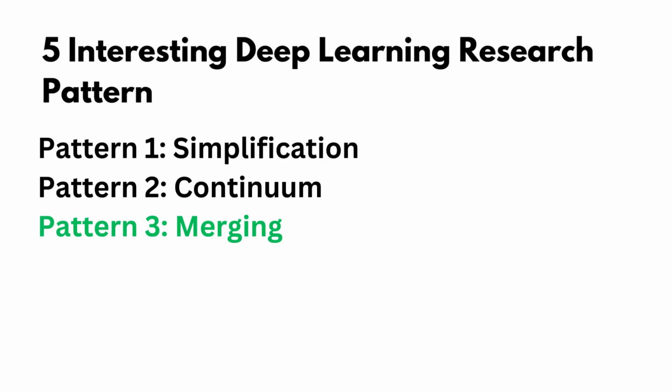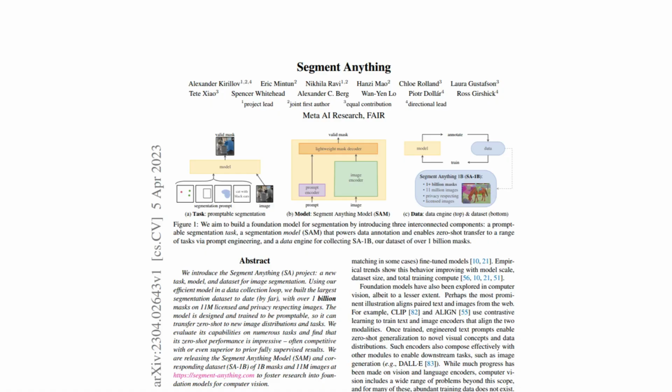The third research pattern you might encounter is merging. Taking two ideas that seem to have complementary properties and finding a way to mash them up together is a very natural tendency. It is one that can create complexity in craft, but that can definitely yield some groundbreaking changes. A good example of merging can be seen in the Segment Anything paper by Meta.